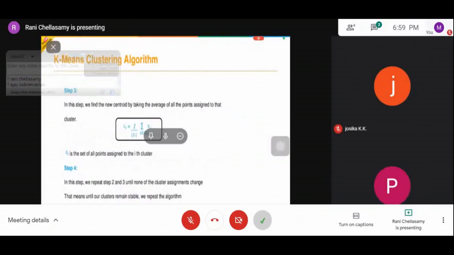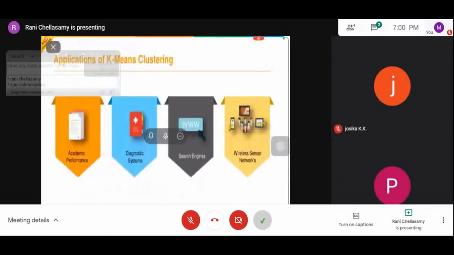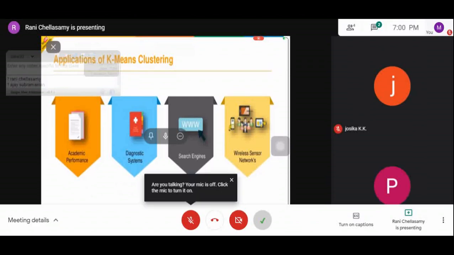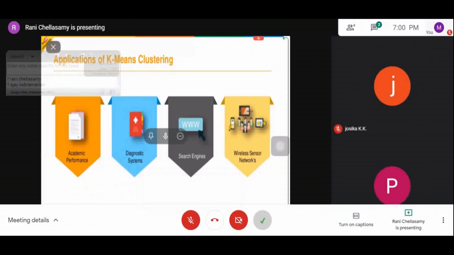And these are the applications of the K-means algorithm. You can apply this K-means clustering algorithm for diagnosing medical diseases, for example whether a person has cancer or is a normal person, and also in search engines. In all these fields you can apply the K-means clustering algorithm. So with this, I'll wind up today's session. Thank you for patient listening.